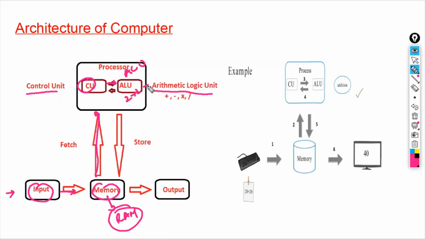What is 2 plus 2? 4. Then it will provide the information to memory. Okay, memory will provide this information to the output device. So this is the architecture of a computer.